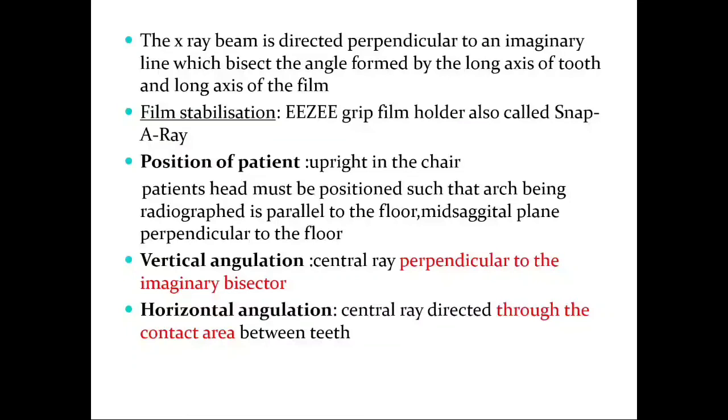And in this, once they ask you the question, again as I've said, you have to speak about how the film is stabilized, that is you stabilize it with the help of a snap-a-ray. Position the patient in such a way that once you're taking a maxillary radiograph, the occlusal plane is parallel to the floor. And the vertical angulation depends on which tooth is being taken, the tooth of interest. It is highly based on that. And then horizontal angulation is the central ray directed through the proximal contacts between the teeth, so it is 0 degrees.